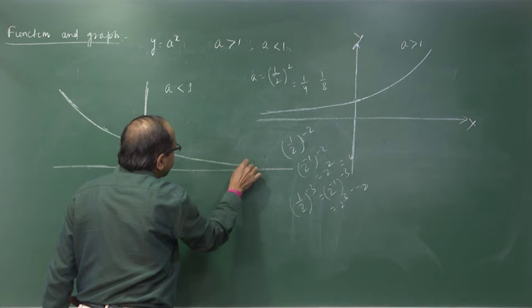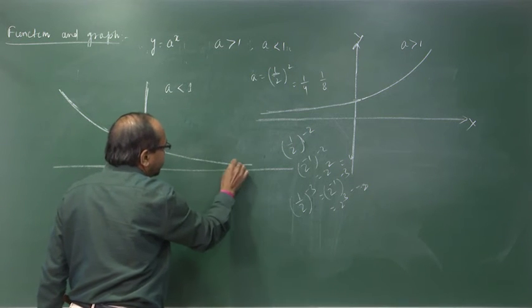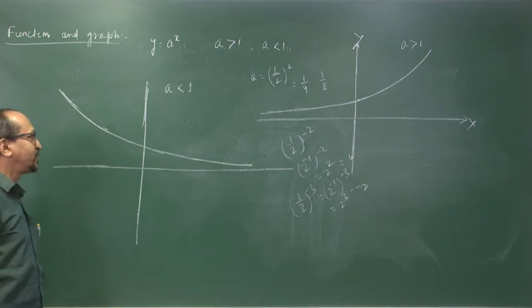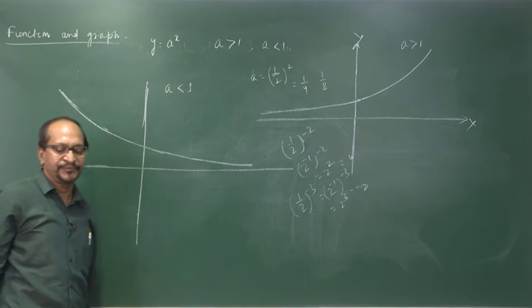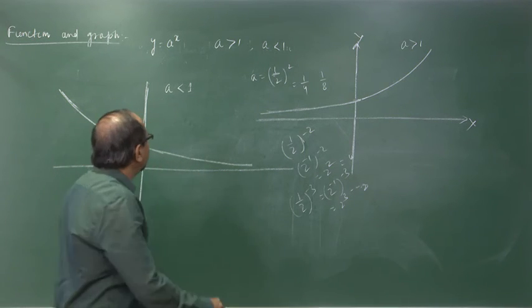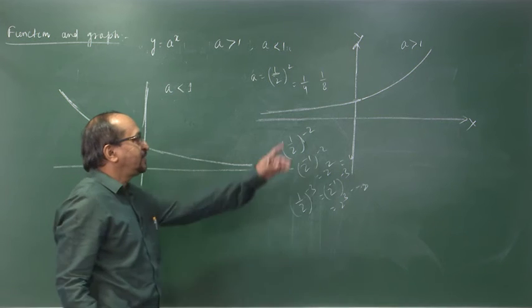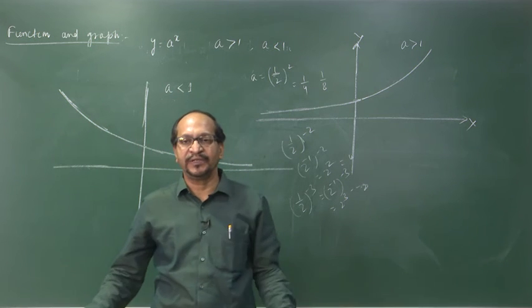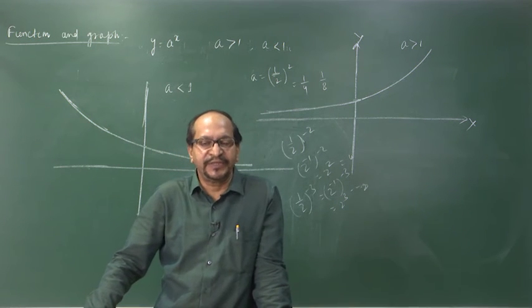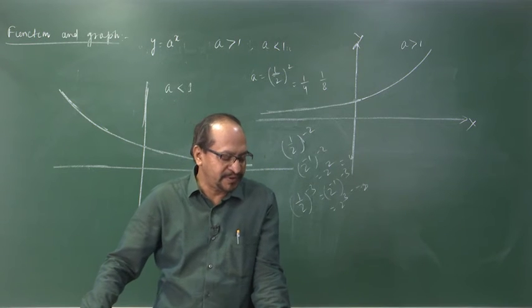And as x approaches towards the positive value, it is decreasing. Okay. So, this is when a is less than 1, that is the situation when a is greater than 1. These are called exponential functions, graphs of exponential function.